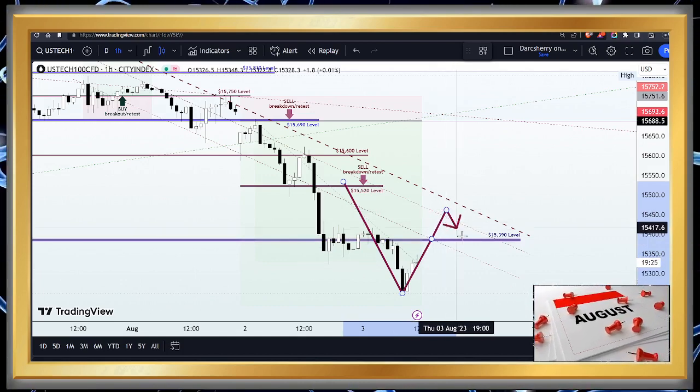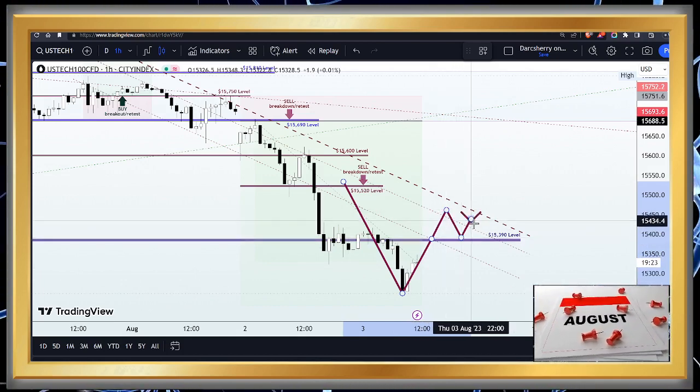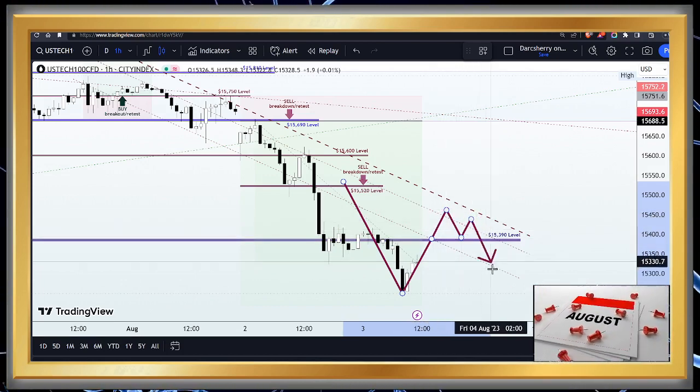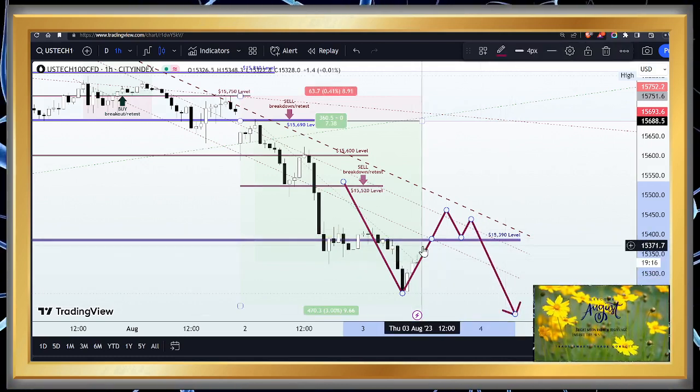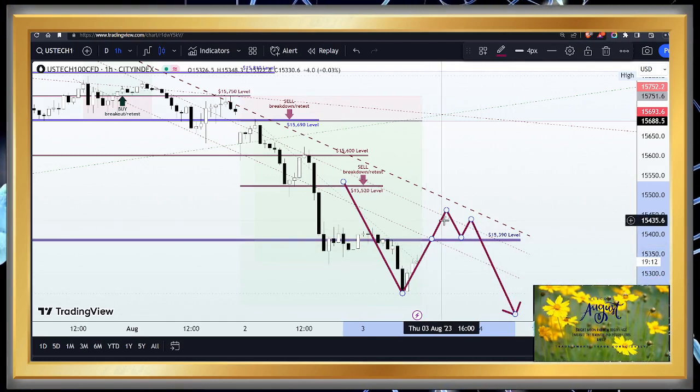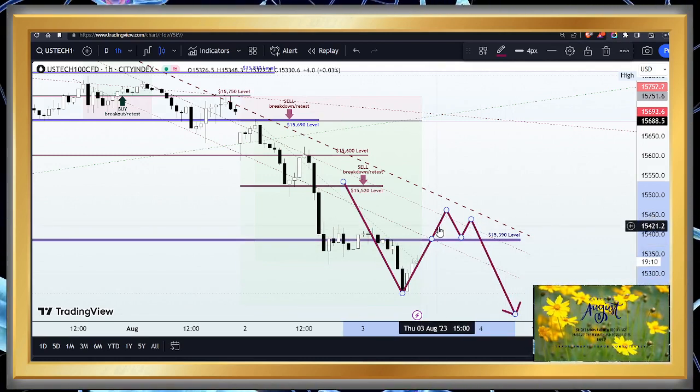So price could still come back into this level or any of these trend lines, where the appearance of selling pressure or rejection of these trend lines or structure from the sellers will welcome an opportunity to sell below the 15,390. So we want to keep that in mind while we continue to monitor price action around this area.